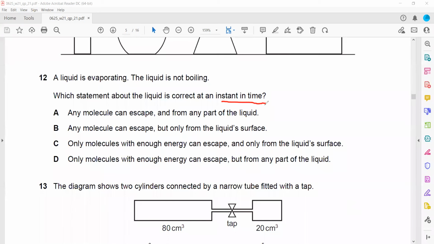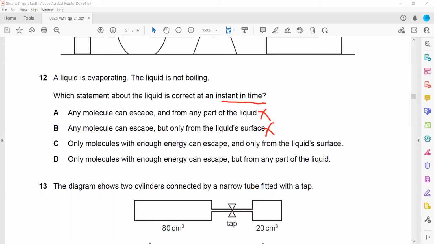Any molecule can escape from any part. That is wrong because molecules only at the surface can escape. Any molecule can escape, but only from the liquid surface. Not any molecule, it should be the most energetic molecule, because the most energetic molecules can escape.